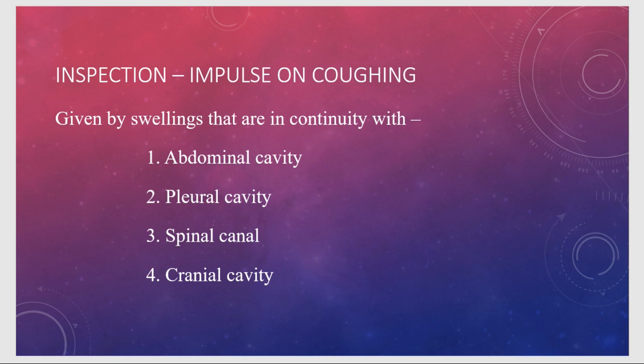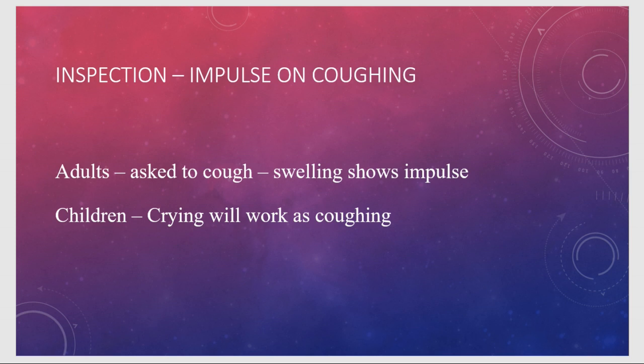Swelling in continuity with the pleural cavity also, or with the spinal canal, like meningocele or meningomyelocele, and then the cranial cavity, again meningocele or sometimes encephalocele. So if any swelling is in continuity with the abdominal cavity, pleural cavity, spinal canal, or cranial cavity, we are supposed to get impulse on coughing.